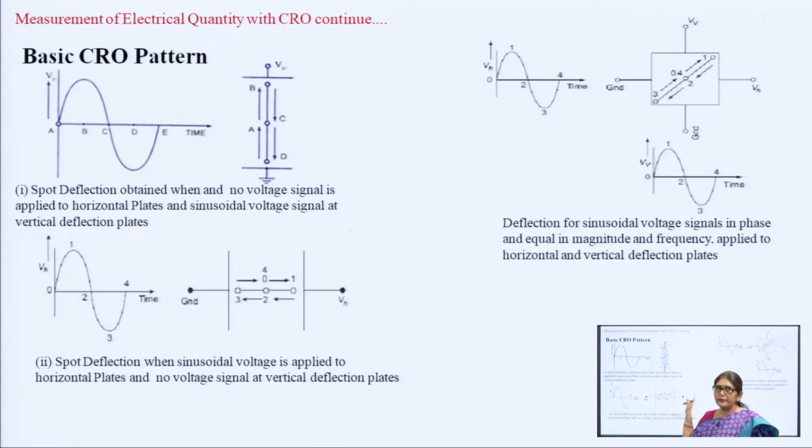So, you will get a horizontal trace, but not a vertical trace. Suppose we apply the same sinusoidal waveform at both the horizontal and vertical deflection plates, then we will get this type of pattern, a diagonal line. So, when we want to see the behavior of the signal, the waveform of the signal, we have to apply the signal at the y plate, the vertical deflection system, and we will apply a time based signal at the horizontal plate.